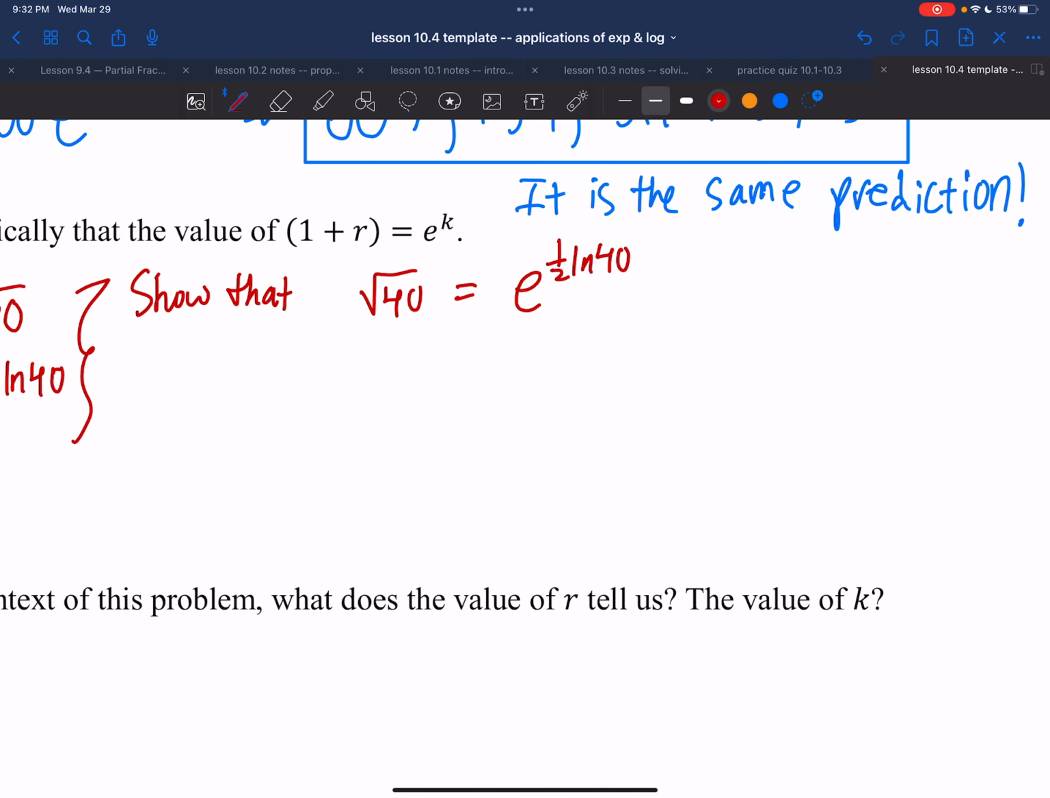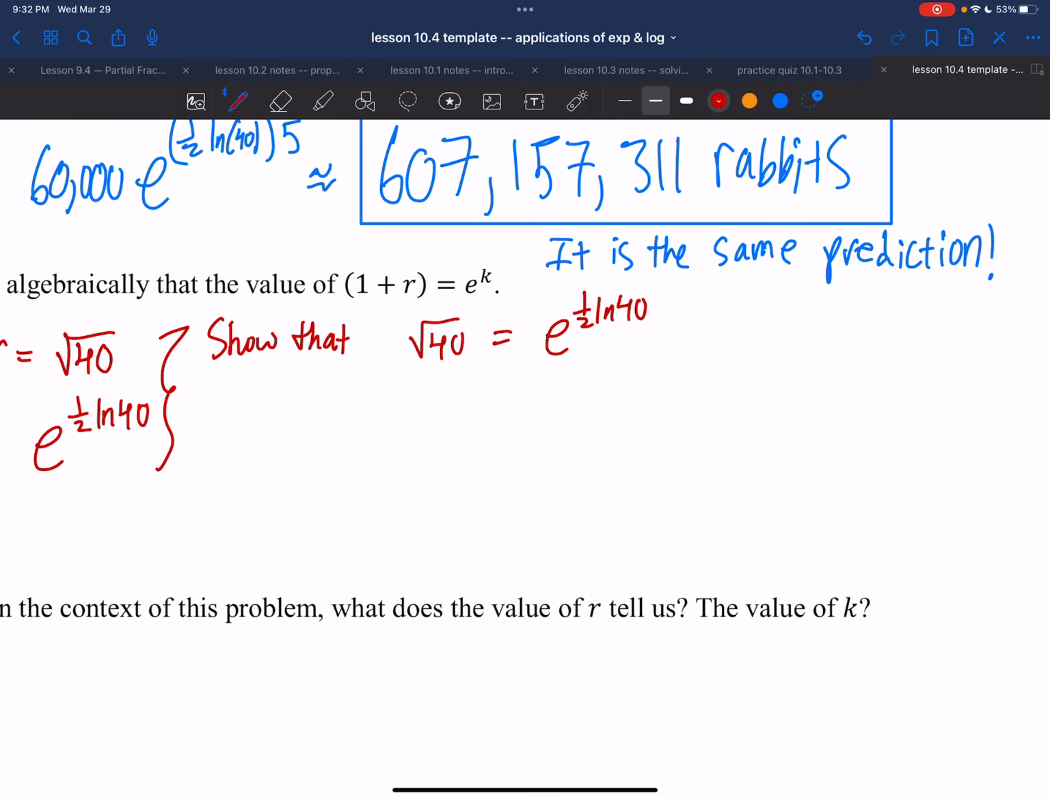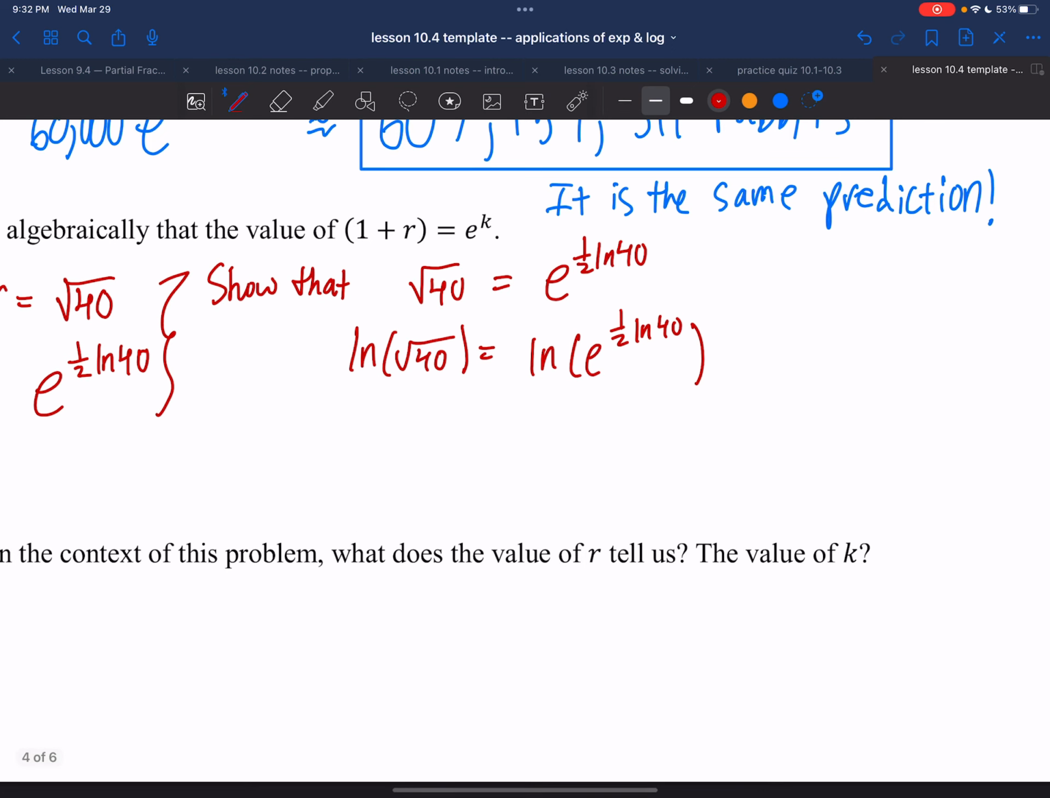Well, there's perhaps a variety of ways you could do this. Why don't we just take the natural log of both sides? Natural log of square root 40 equals natural log of e to the 1/2 natural log 40, right? There are multiple approaches. You can do this another way. If you're really good at this stuff and you're a true mathematician, you already understand that these things are equal because it's obvious. But it may not be obvious from the student perspective. That's why we're doing this.